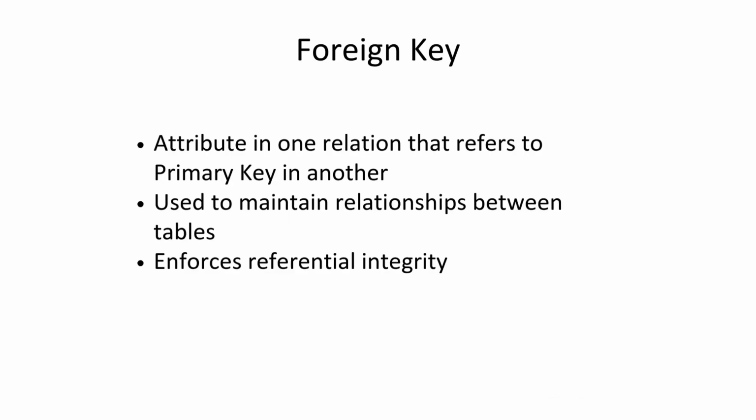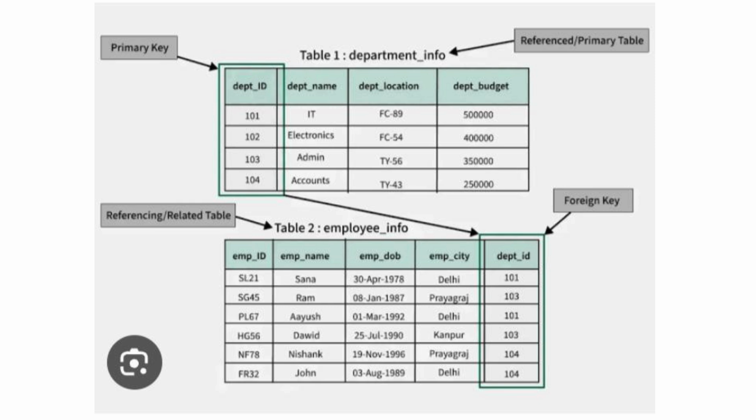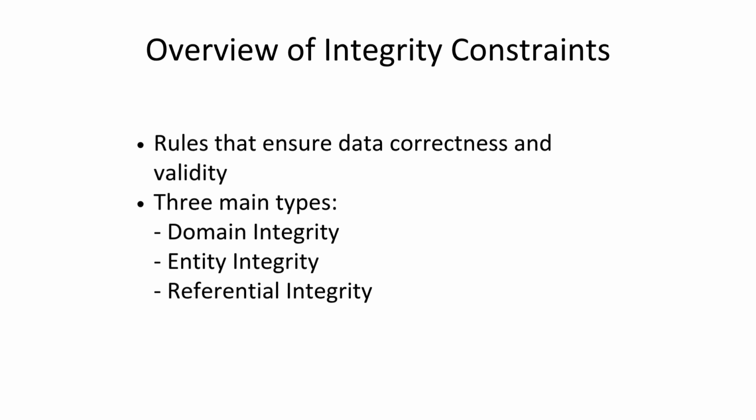Foreign key. A foreign key is an attribute in one table that refers to the primary key of another table. It's used to establish relationships between tables, such as course ID in a student table referring to the courses table. Foreign keys ensure that data stays consistent across tables and help enforce referential integrity, which we will cover shortly.